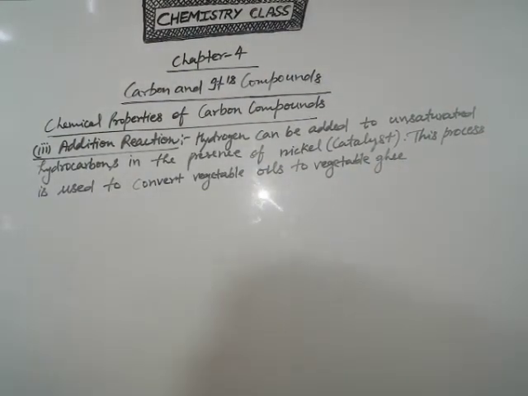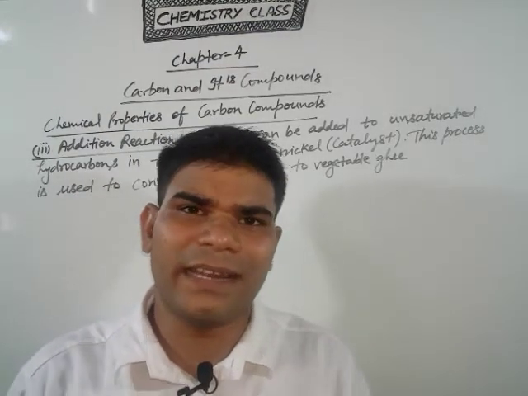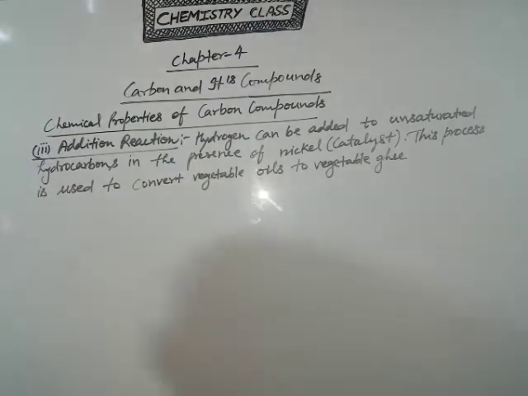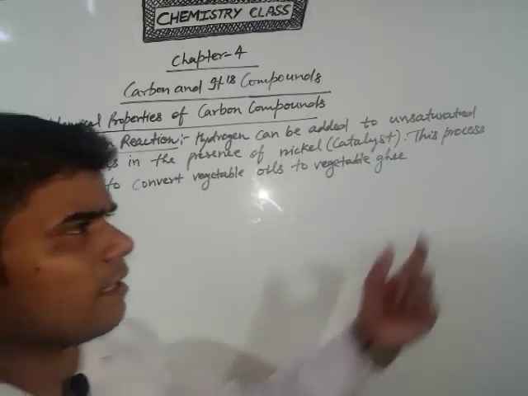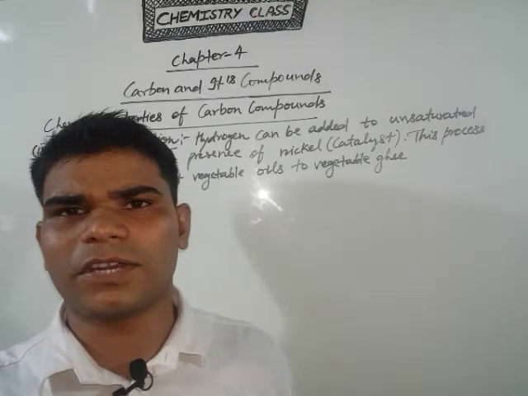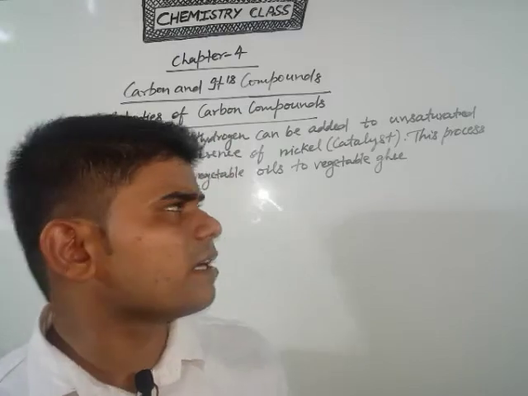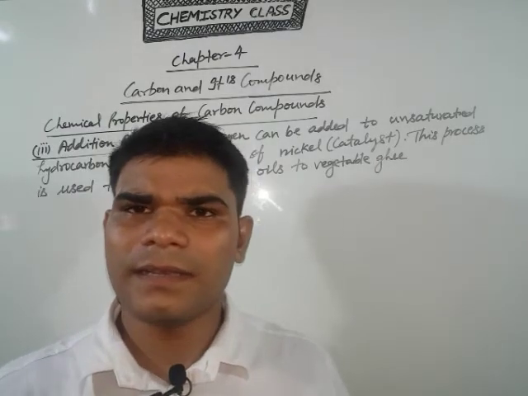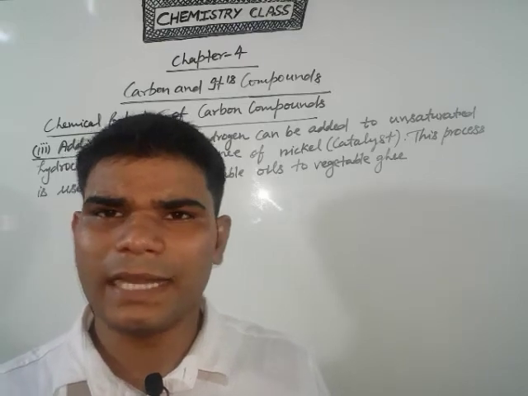Now come to the next one, which is the addition reaction. So students, what is the use of addition reaction in industry? Simple, hydrogen can be added to unsaturated hydrocarbons. Unsaturated means organic compounds with either a double bond or a triple bond between carbon atoms follow the addition reaction. Single-bonded hydrocarbons do not follow the addition reaction.